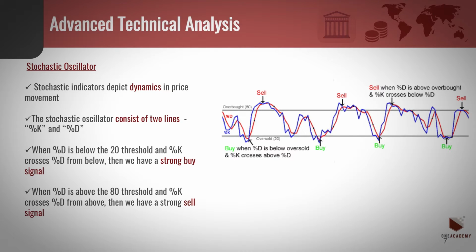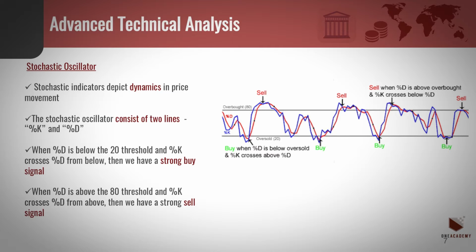Stochastic Oscillator. Stochastic indicators go one step further than the oscillators we have described so far. Depict dynamics in price movement. The stochastic oscillator consists of two lines, %K and %D, and it can take values from 0 to 100.